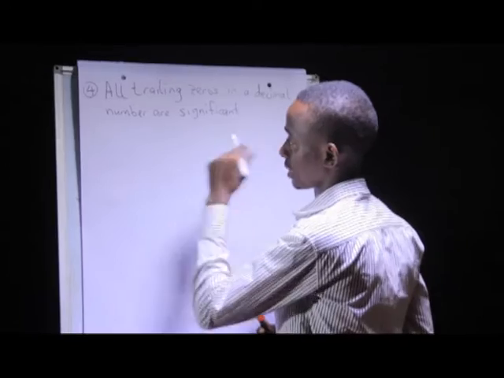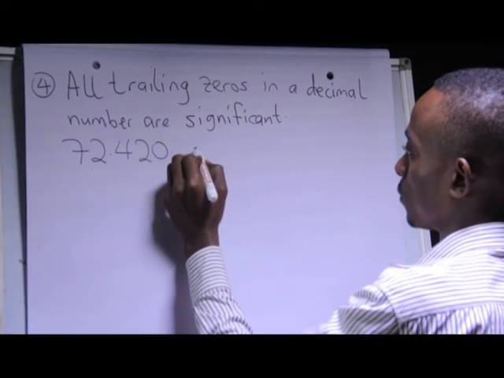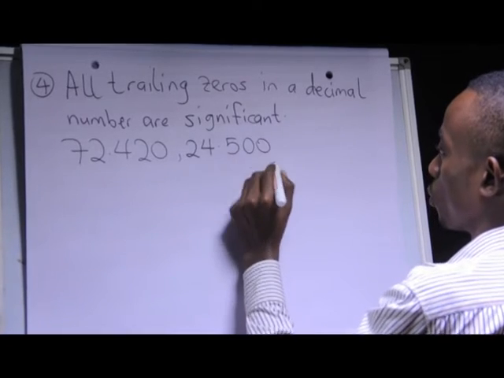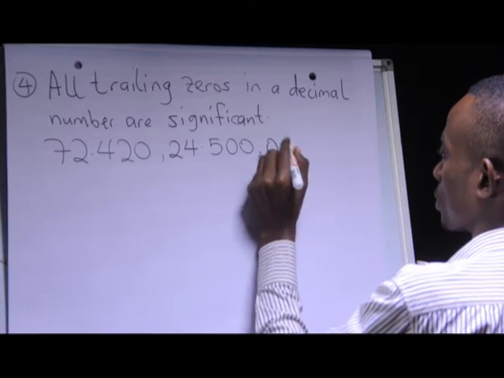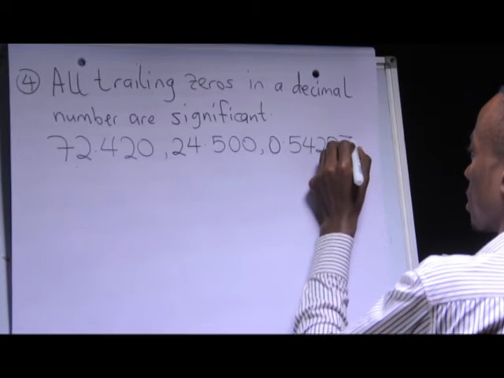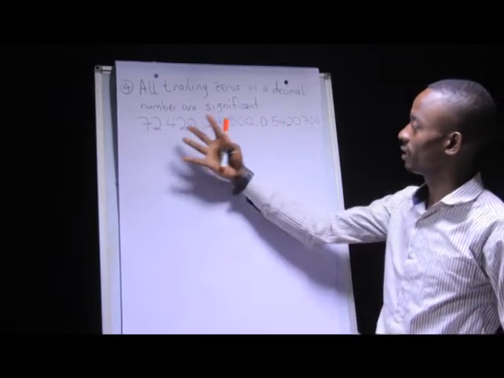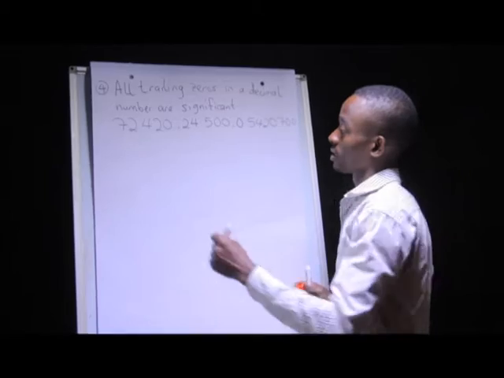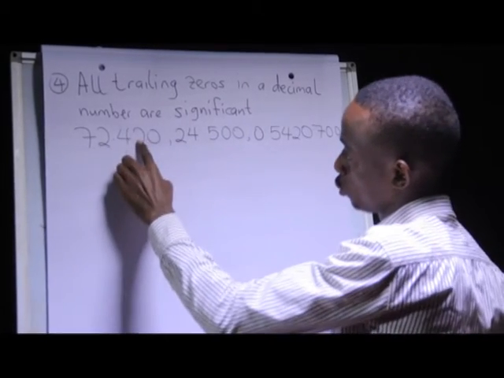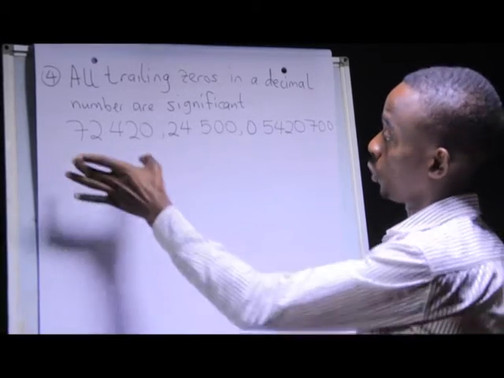So for example, we can have numbers such as 72.420, and I also have 24.500, then I also have 0.5420700. And I'm required to find how many significant figures are there in these three numbers. So I'm going to start with the first one, 72.420. How many significant figures do we have? Already 7, 2, 4, and 2 are significant because condition 1 was telling us that every non-zero digit is significant. So already I have 4 significant figures.